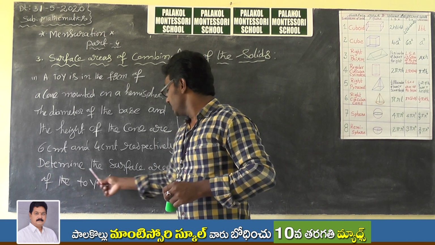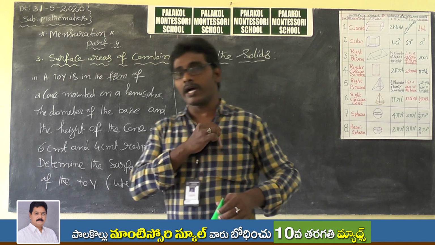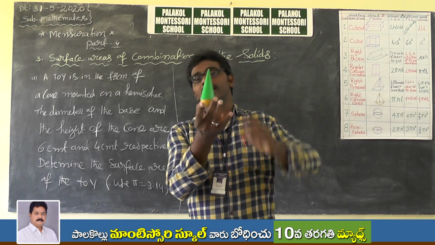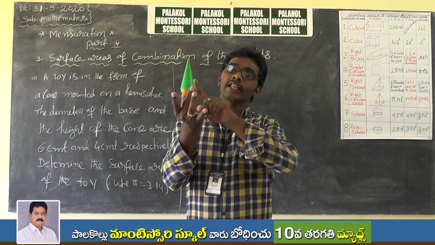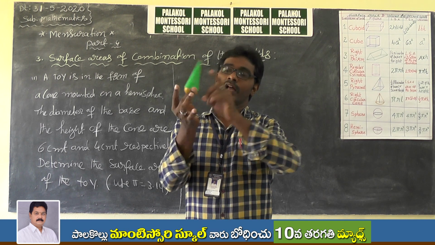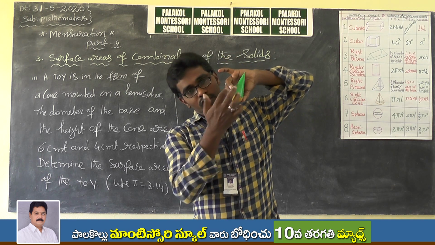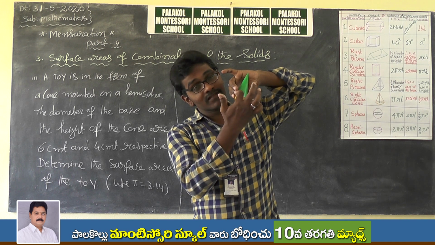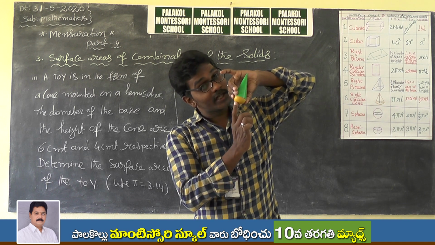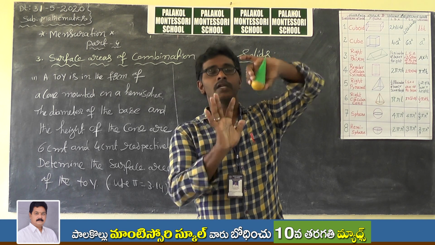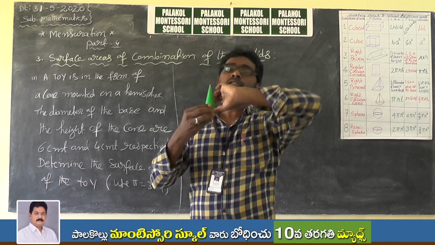Determine the surface area of the toy. So you find out the total surface area. That means you take the green color curved surface area and the yellow color curved surface area, and these two are added. You get the surface area of this toy.